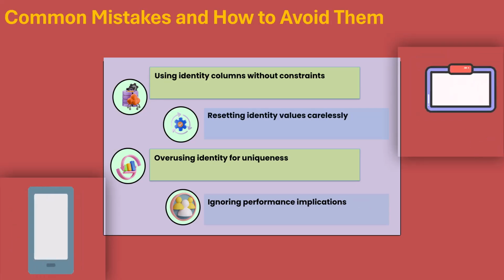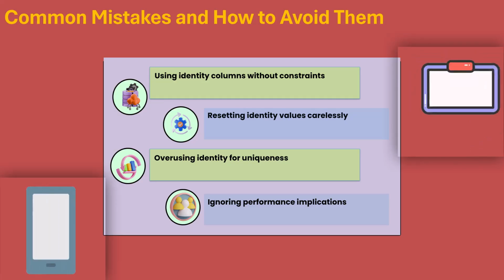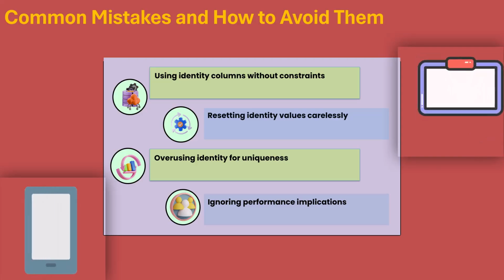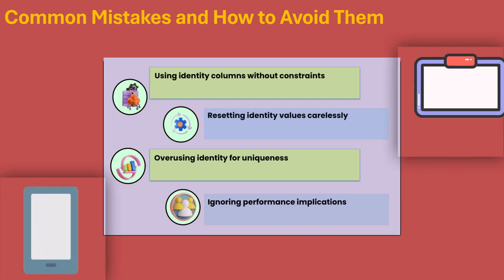Mistakes with identity columns? Oh, they happen. Skipping constraints is like leaving the front door open for data errors. Careless resets can throw everything off balance. Over-relying on identity for uniqueness is a bad idea. And don't forget performance. Neglecting it can lead to a sluggish system. Avoid these pitfalls and your database will thank you.